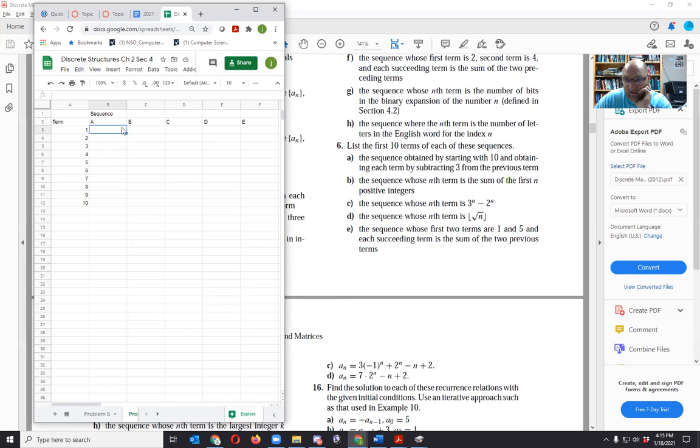So here's a sequence obtained by starting with 10 and obtaining each term by subtracting 3 from the previous term. So it equals this term minus 3. 7, I like that. Should be 4, and then 1, and then, yep, as expected. Assume that we are allowed to use negative numbers in a sequence. So I'm good with that.